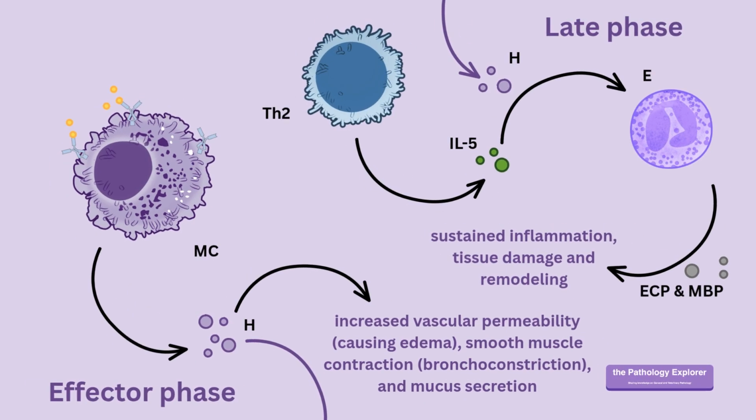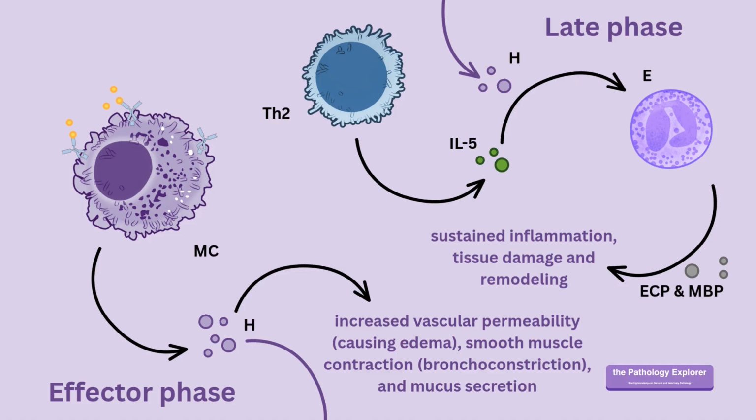Upon re-exposure, the allergen cross-links IgE antibodies already bound to Fc epsilon RI receptors on the surface of sensitized mast cells. This cross-linking acts as a trigger, causing the mast cells to undergo rapid degranulation. As a result, histamine and other inflammatory mediators are released.